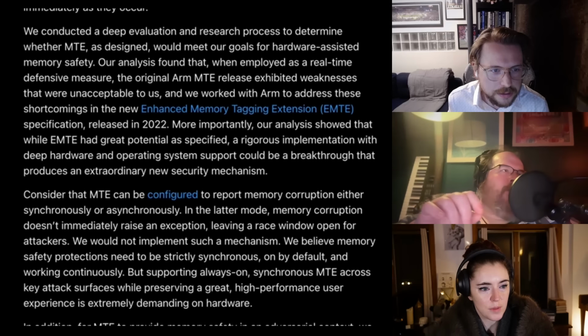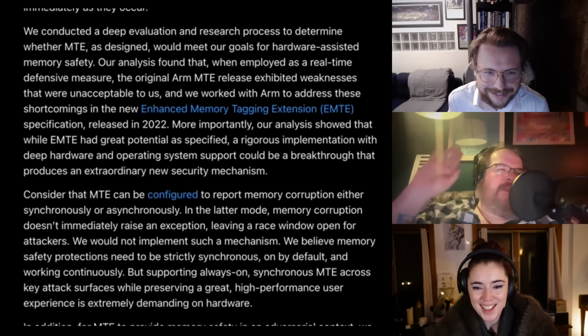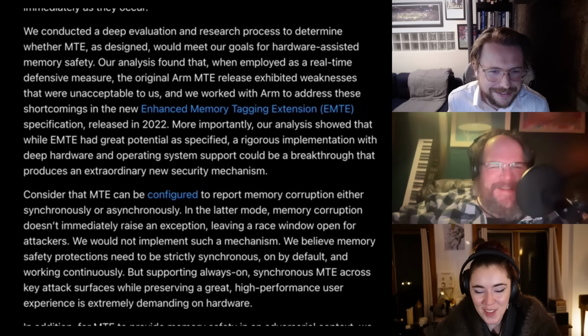So anyway, MTE has core memory tagging and tag checking system. This got deployed on Pixel. It's been available in some places, but there's costs. Apple conducted a deep evaluation and research process to determine whether MTE is designed to meet our goals. Okay, we don't need to read these parts of the post. Well, I'm getting back into it.